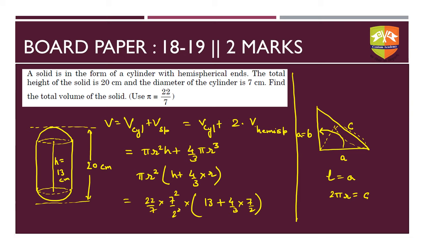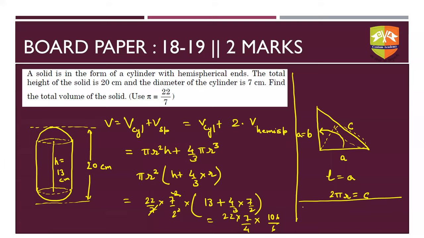Right? So is it coming out to be in decimals? Okay, so this 7 and this 7 will go. So 3, 2, just 6. 13 times 6 is 78. 78 plus 28 is 106. So the calculation is here. So this is equal to 22 into 7 by 4 into 106 by 6.